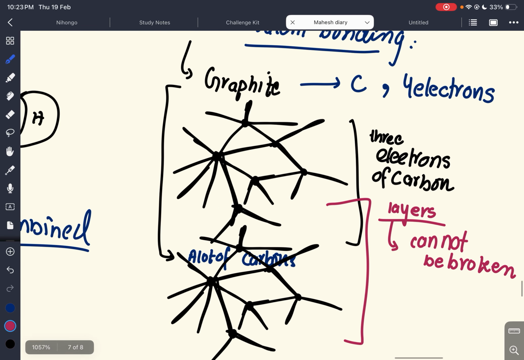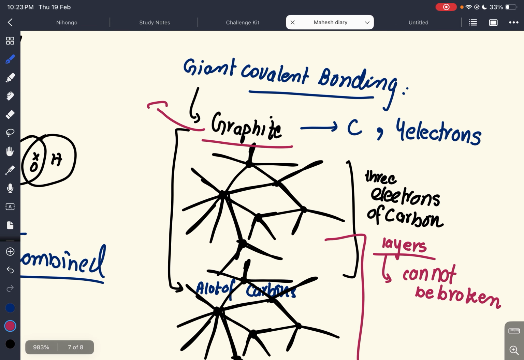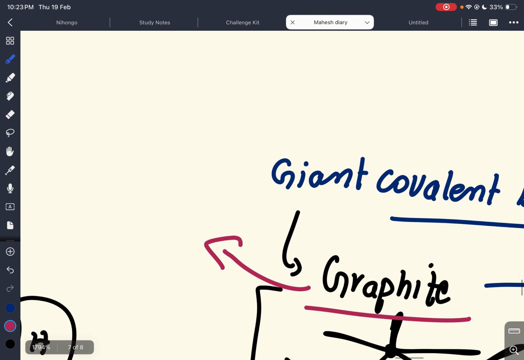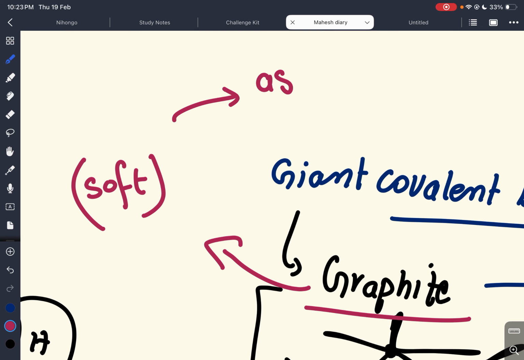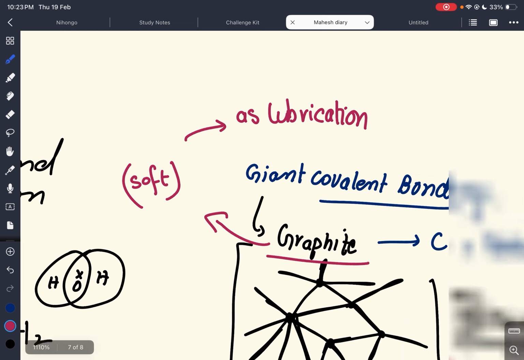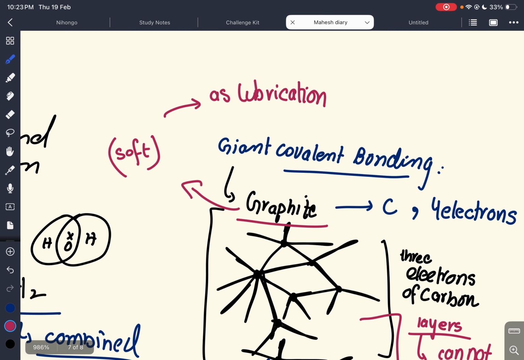Within that, graphite is something that is very soft. You guys have seen a pencil, when we write, it just gets slippery, and it is actually used as lubrication. That is something that we all know. It's used as lubrication, or you can say it is used to remove friction, right?